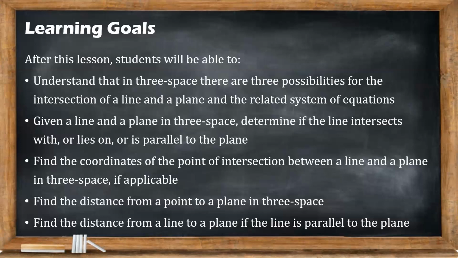Next, given a line and plane in 3 space, determine if the line intersects with, lies on, or is parallel to the plane. Then find the coordinates of the point of intersection between a line and a plane in 3 space if applicable. Next, find the distance from a point to a plane in 3 space. And last, find the distance from a line to a plane if the line is parallel to the plane.